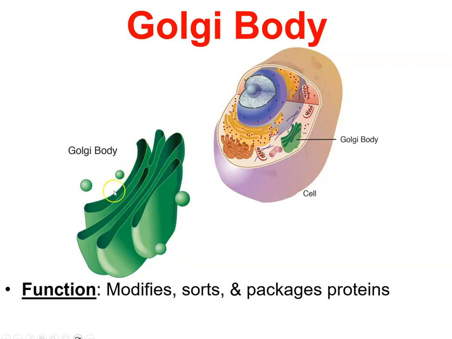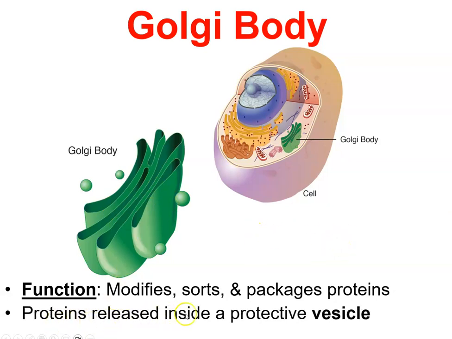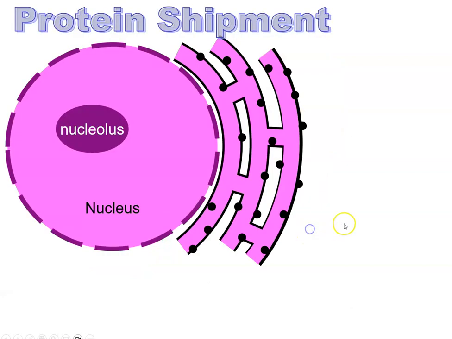So what the Golgi body does, think of UPS, it's going to pack up proteins, and if they need to be shipped or changed in some way, they'll modify them, maybe put them in different packages, and ship the proteins out of the cell. So they release in a protective thing called a vesicle, and that's what's going on right here, that little bubble. And we're going to watch the animation here in just a second so you can see it.